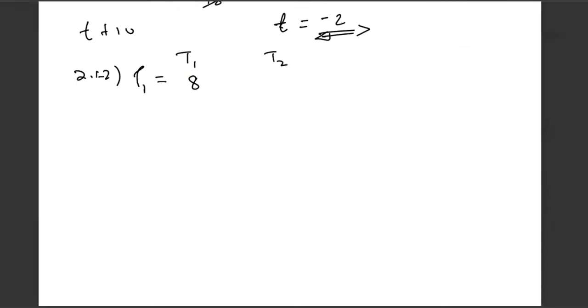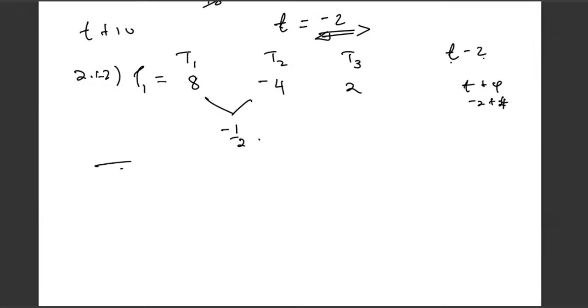And then our T2, remember it is t minus 2. So negative 2 minus 2 gives us negative 4. And then T3 is going to be t plus 4, meaning that negative 2 plus 4 gives us 2. So what is the common ratio? It's going to be negative a half. So we know that the general term is given as ar to the exponent of n minus 1. Then our a is 8, multiplied by the common ratio, negative a half, to the exponent n minus 1.